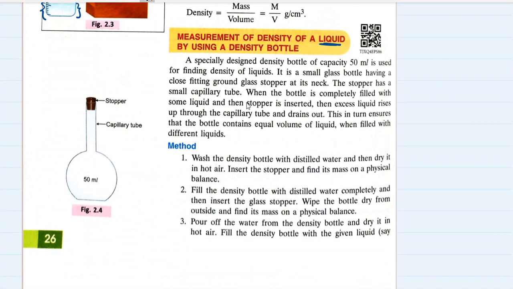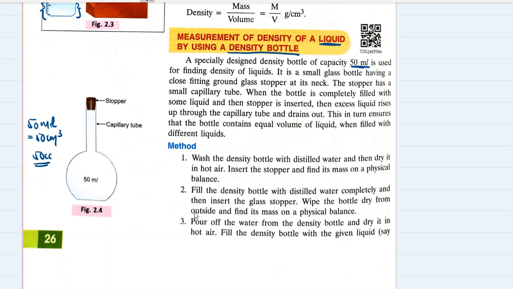What we have to focus on is measuring the density of a liquid by using a density bottle. So we are now going to understand the steps, the method of finding the density of a liquid by using a density bottle. So what is a density bottle? A density bottle looks like a flat bottom flask. It has a specific capacity, and the capacity of the density bottle shown here is 50 milliliter, which is equal to 50 centimeter cube or 50 cc. 50 cubic centimeter or 50 milliliter, it's all the same.